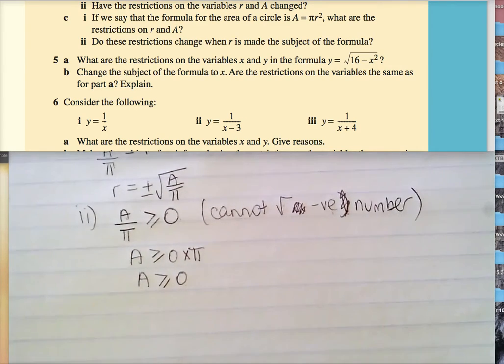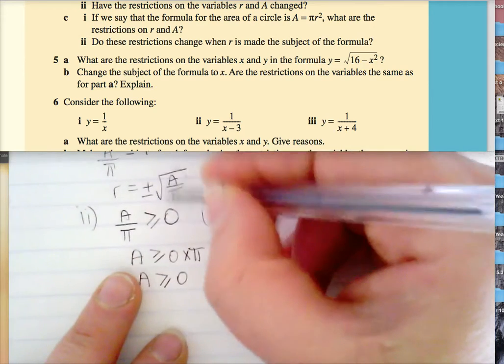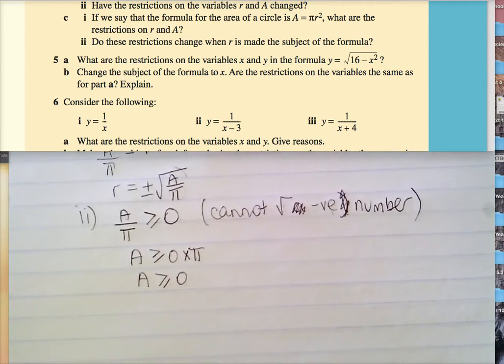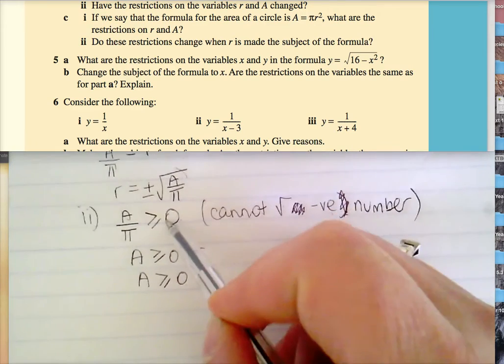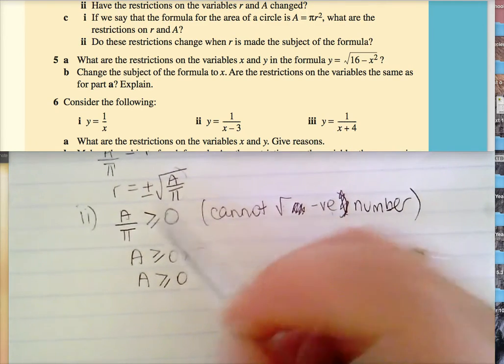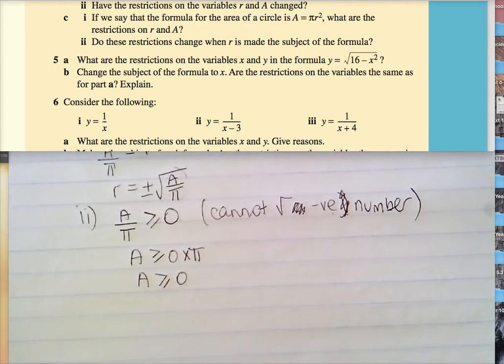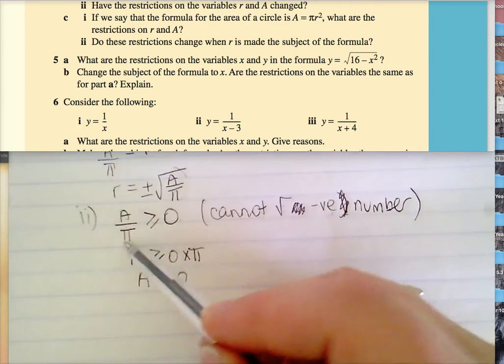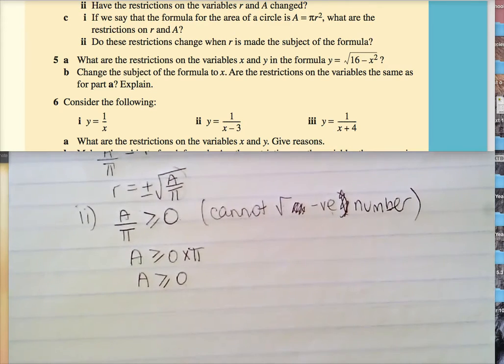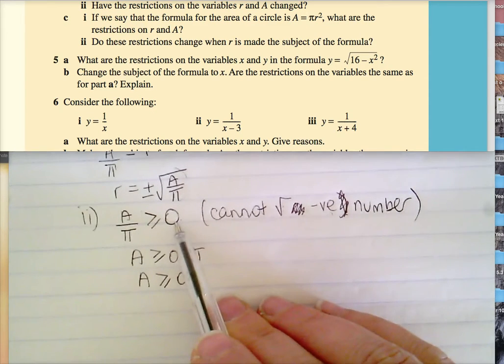All right, you have to know that when you square root something, you can only square root a positive number or 0. So you had to put that in yourself. They're saying, what are the restrictions on a? So you look at the square root sign and you say, whenever you square root, you can only square root 0 or a positive. So the a over pi has to be positive or 0. That's why I've got greater than or equal to 0. All right, I'm putting that in.